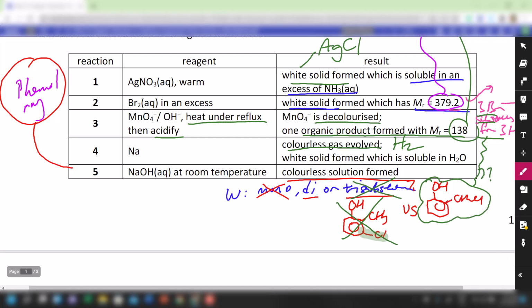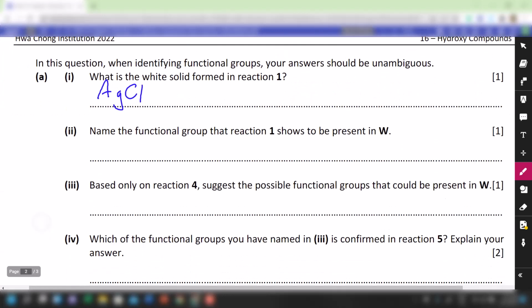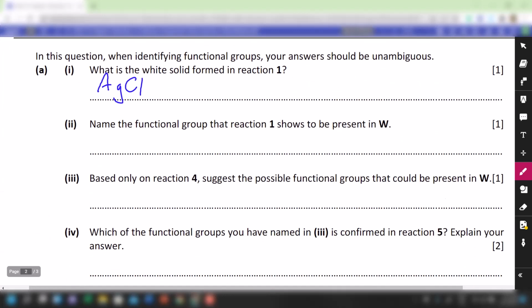Then I can conclude it is di substitution, and my side chain is therefore some form of chloroalkane. So if I need to name the functional group that I can deduce from reaction 1, that will be chloroalkane.